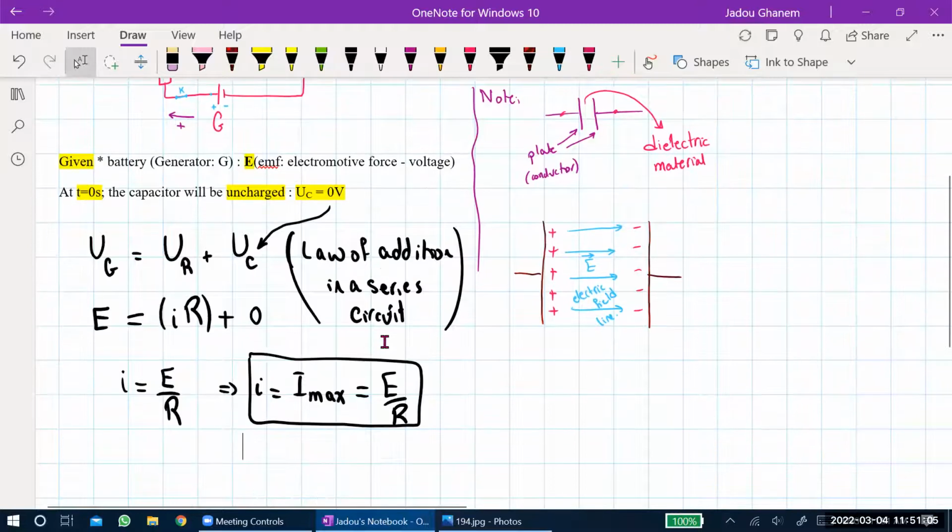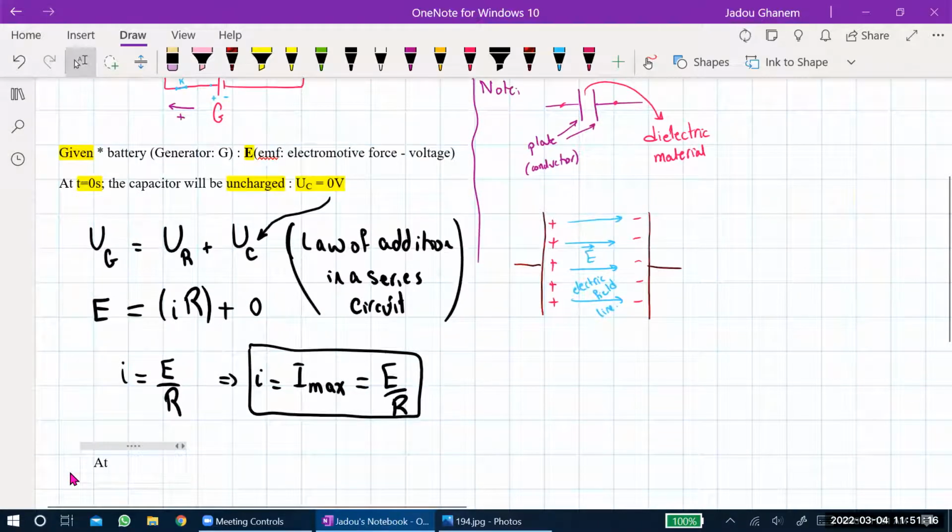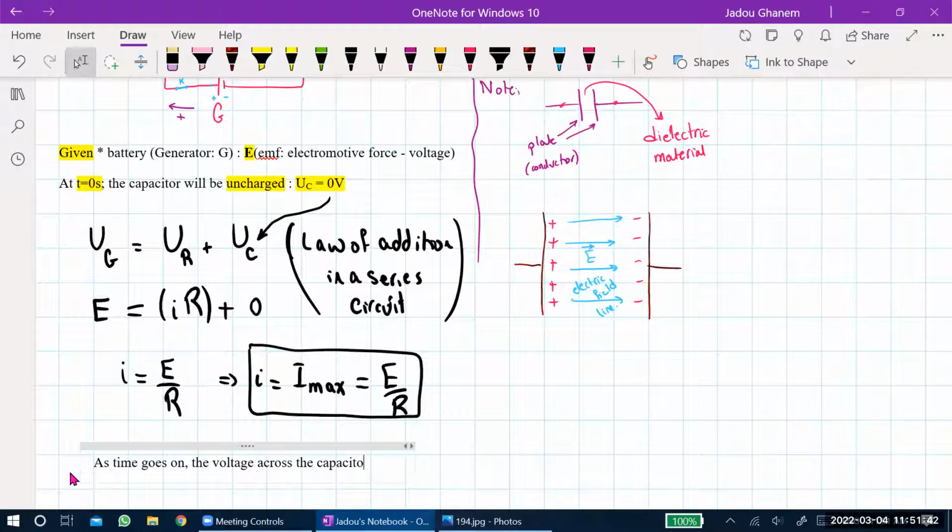All right. Now, as time goes on, let me just take a copy for this part. As time goes on, the capacitor will be charged second after second. So after a certain interval of time, the capacitor will be increasing its voltage. So as time goes on, the voltage across the capacitor will be increasing.